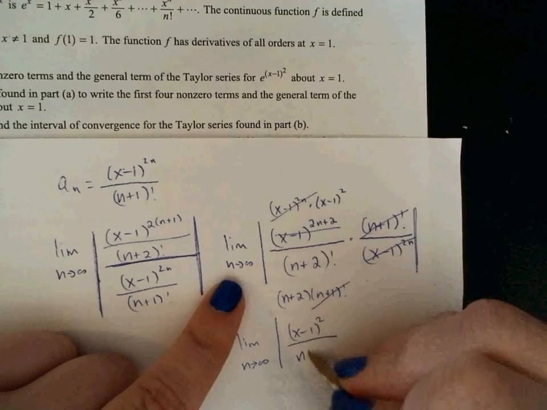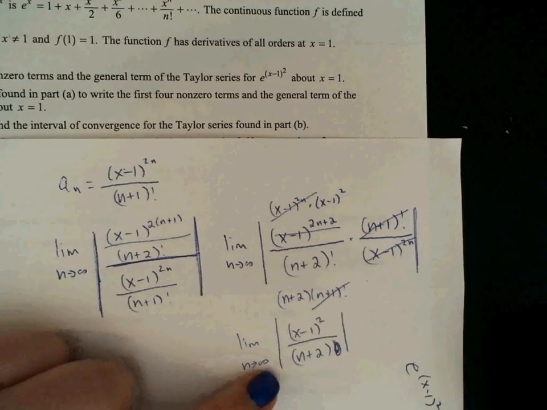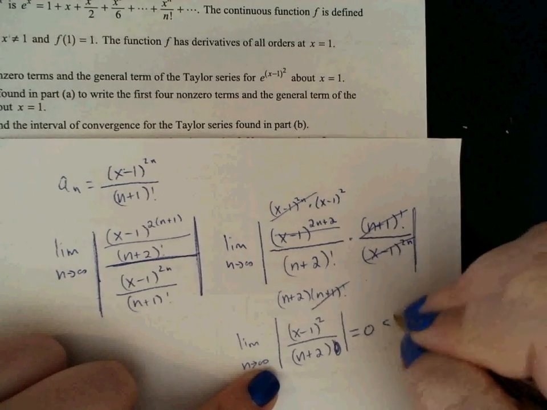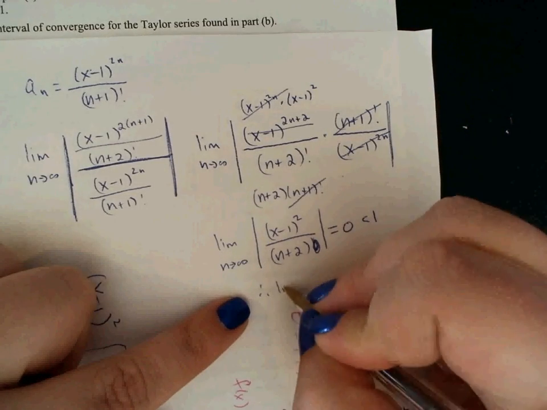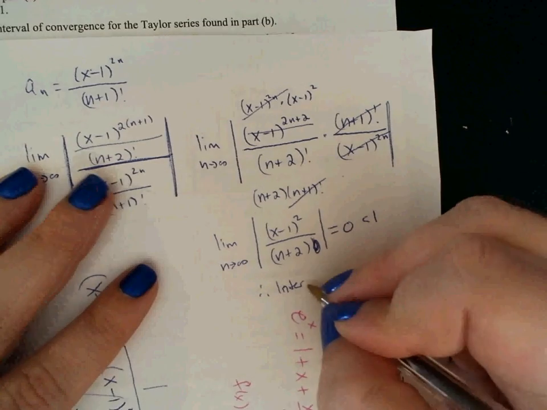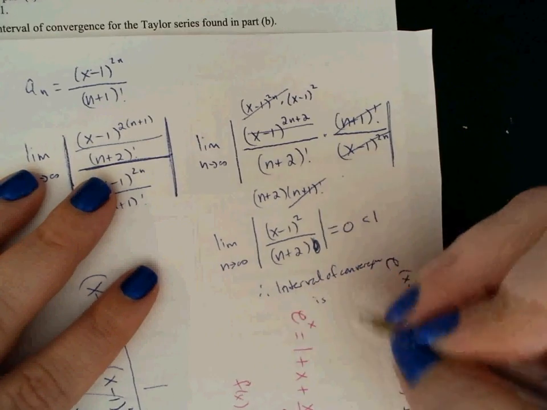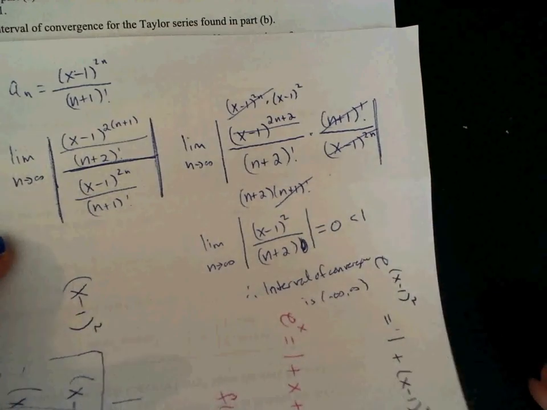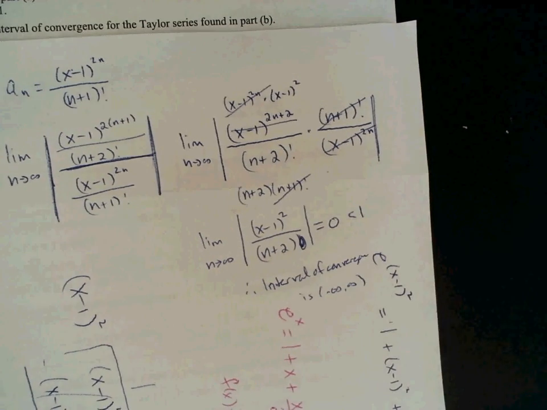So we're taking the limit as n approaches infinity of (x minus 1) squared over (n plus 2). The only n I see is in the denominator, which means this is going to 0, which is less than 1. Therefore, this always converges. So the interval of convergence is negative infinity to infinity. If they ask for radius, then I would say the radius is infinity.